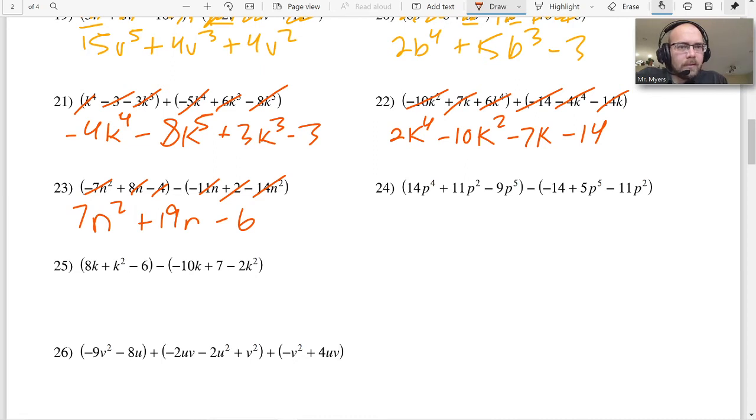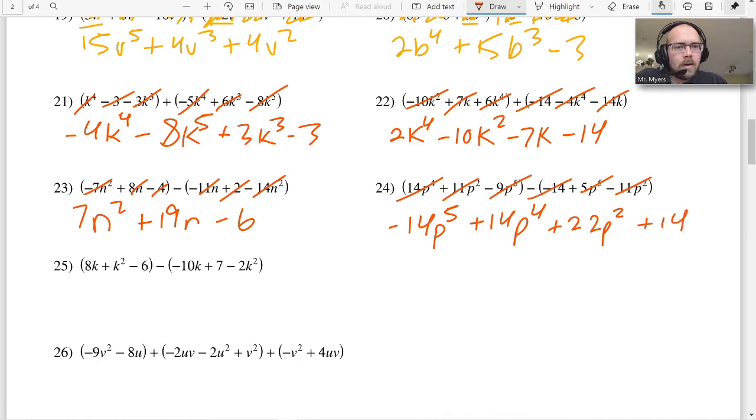p to the 5 is the biggest. So that's minus 9 minus 5. p to the 5. Boom, boom. p to the 4 is the next one. 14 p to the 4. Then we have a p squared. We have two p squared terms, 11 and 11. So 22 p squared. And then a plus 14. All right, got them all.